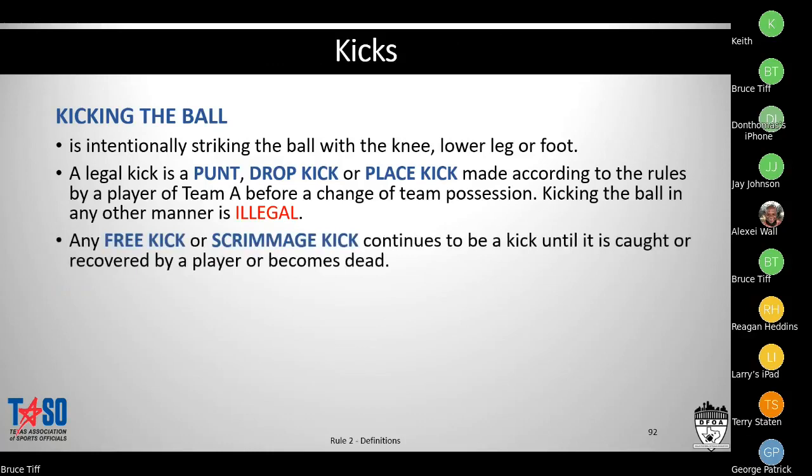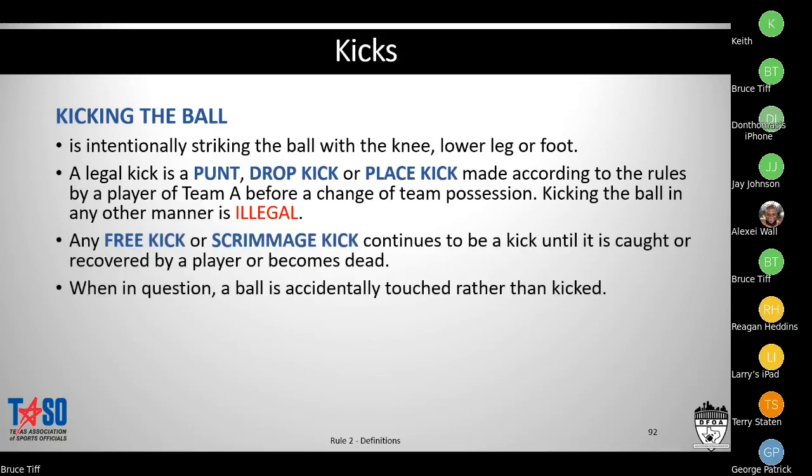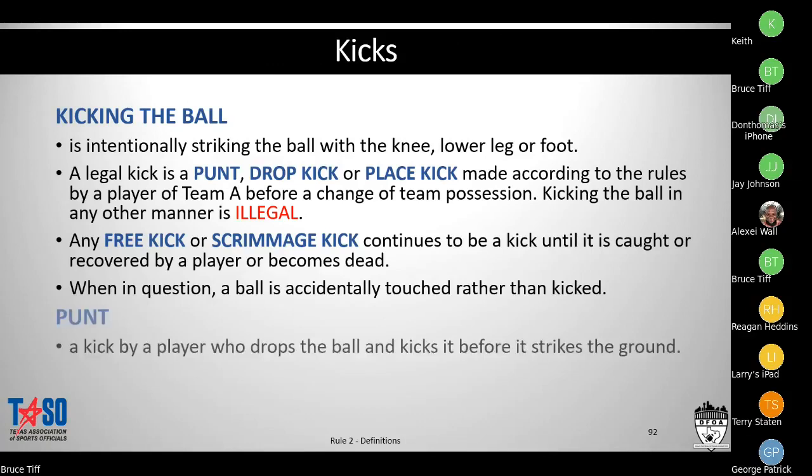A free kick or scrimmage kick continues to be a kick until it is caught or recovered by a player or becomes dead. When in question, a ball is accidentally touched rather than kicked. So if there's any doubt in your mind whether it was a kick or not, when in question, it's accidentally touched rather than kicked.